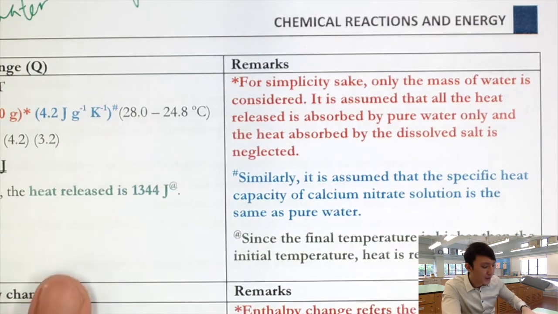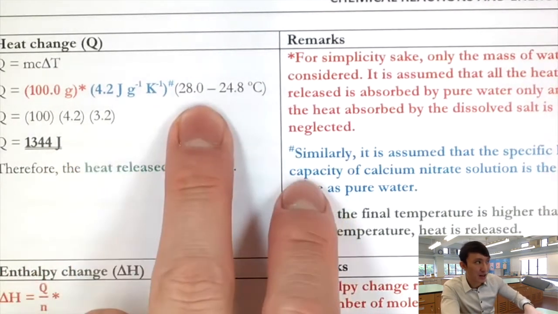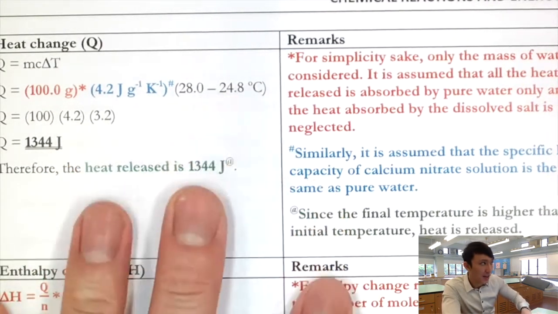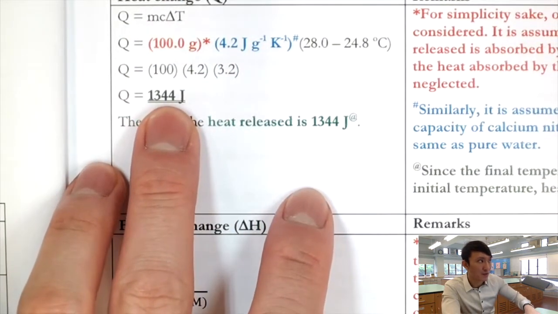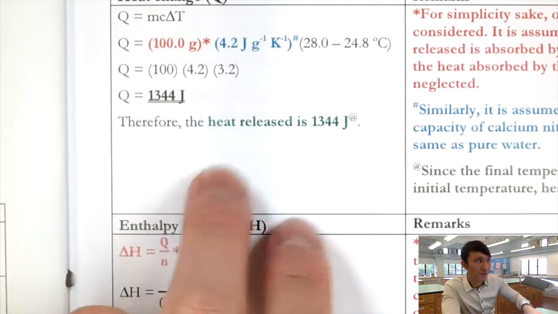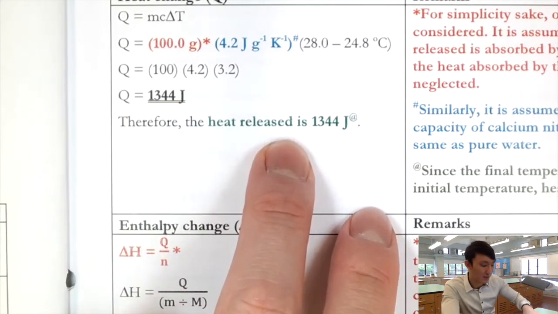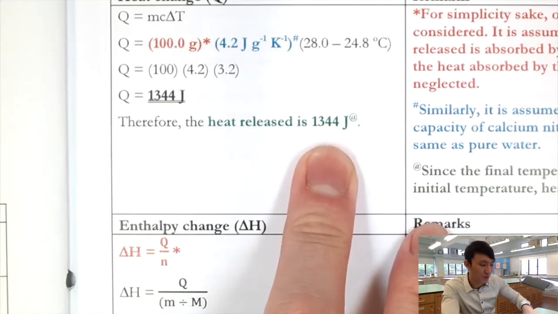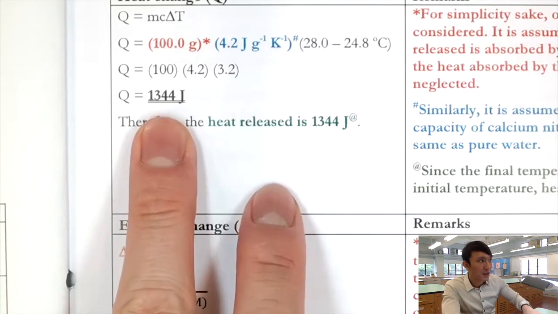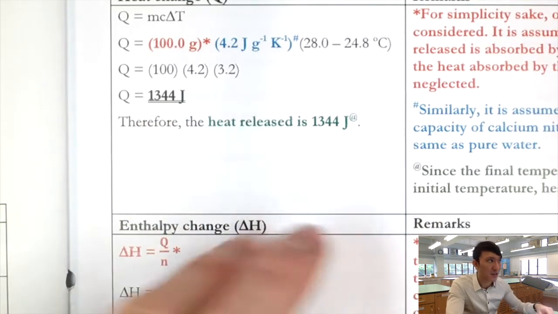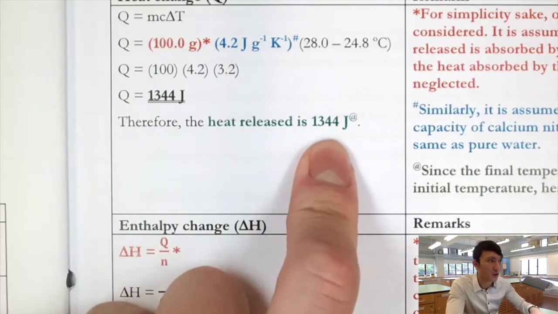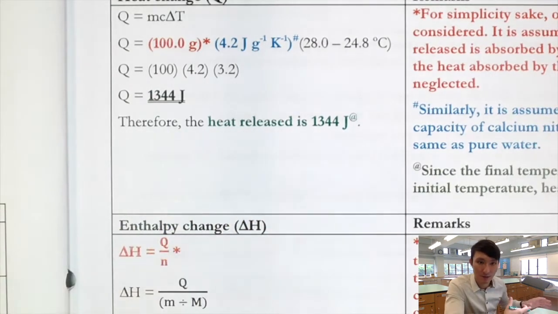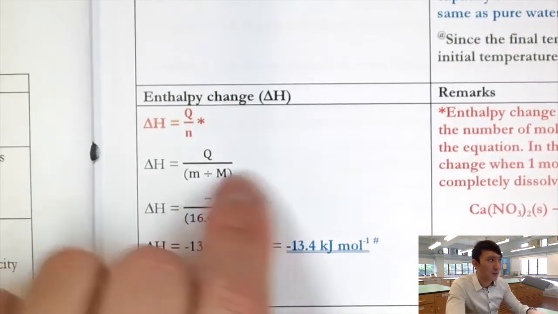Okay? Now for delta T, we do high temperature minus low temperature, and you tap your calculator, you find out Q equals 1,344 joule. Okay? So the heat released is 1,344 joule. Now you see here, I put down this sentence to tell people that this is an exothermic reaction. Okay, it releases this quantity of heat in this experiment. Okay. Now down here, enthalpy change.